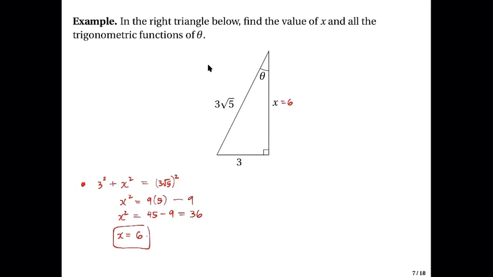Now, we want to find all the values of trigonometric functions of theta. This is your theta. So this is the angle. If this is your theta, the one opposite to it is this leg. So this is your opposite. And then this is your theta. So this is the one adjacent to theta. So this is your adjacent. And of course, this is still your hypotenuse.